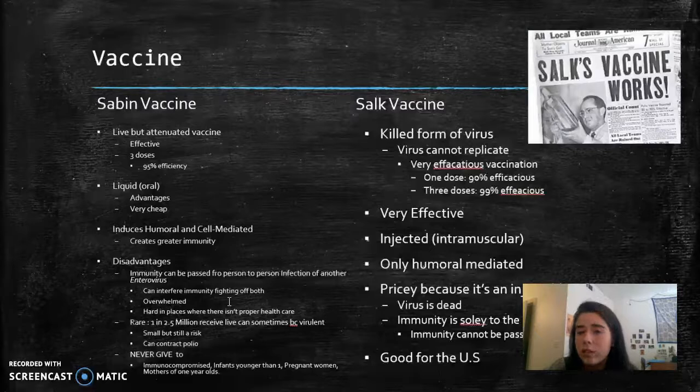Now, the Salk vaccine is what we have here in the U.S. It's injected intramuscularly. It's a killed form of the virus, so it cannot replicate and is very effective. Your first dose, you're 95% protected, and your third dose, you're about 99%. It's pricey, but it's really good for you.